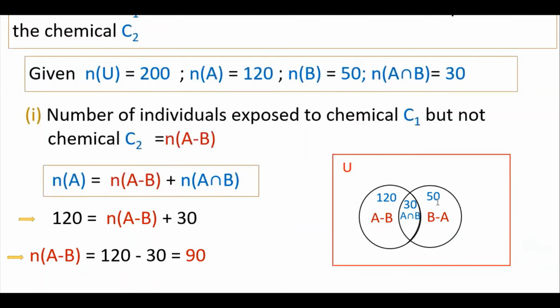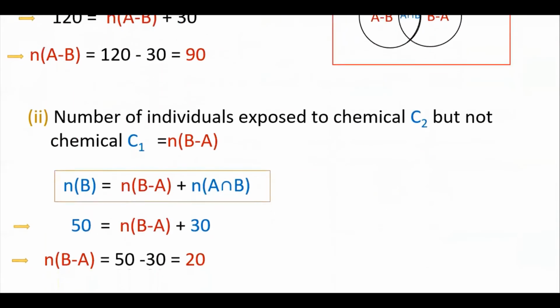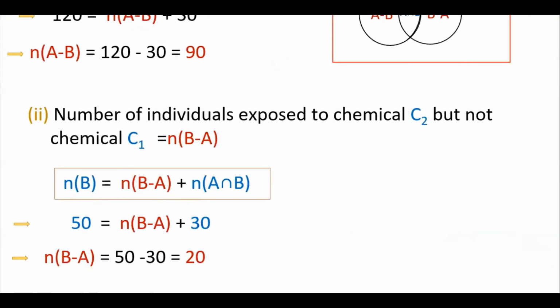Okay. Then second one, you have to find N of B minus A. So 50 minus 30, that is 20. By using the formula, you can find it like this. N of B is N of B minus A plus N of A intersection B. So N of B minus A is 50 minus 30, that is 20.